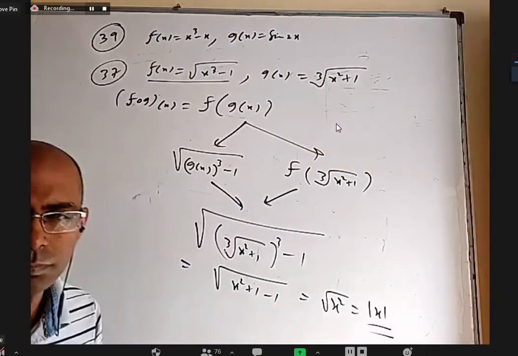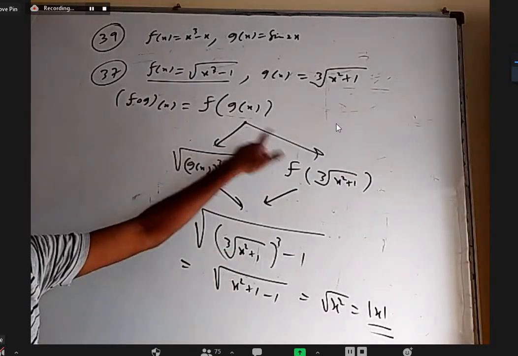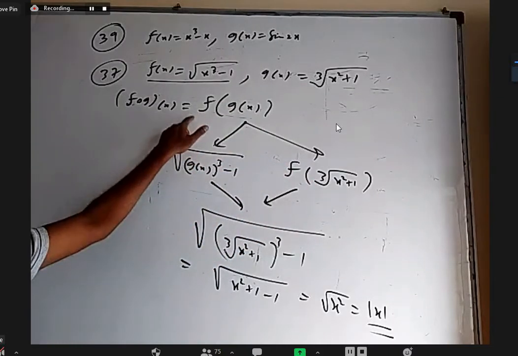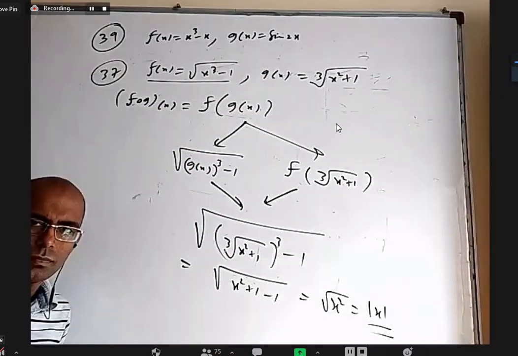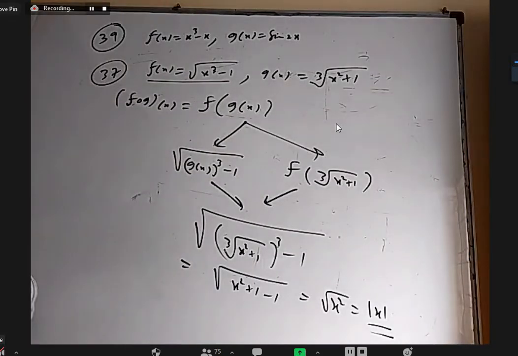Is it okay? From here to here, first I substituted the inner definition. From here to here, first I used the outer definition. That's the only thing. Saket, you are able to follow? Yes, sir. Okay, we'll do 39 now.